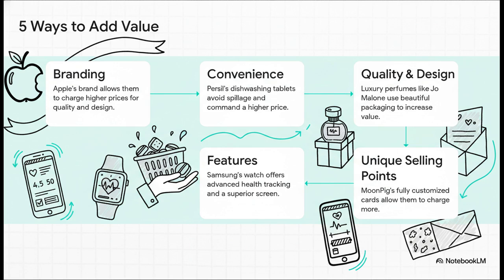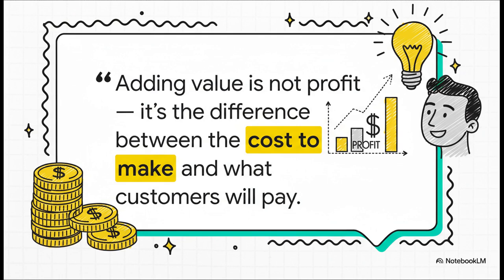Quality and design are huge. Part of the appeal of a Jo Malone perfume is the beautiful, heavy packaging. A unique selling point, or USP, like Moonpig letting you put a custom photo on a card, offers something nobody else does. And finally, you have features, like all the advanced health tracking on a Samsung watch, which makes it way more desirable than a basic watch. And here's the crucial thing to get. Adding value isn't the same as profit. It's all about increasing the perceived worth of something in the customer's mind. It's the gap between what it costs you to make the product and the price a customer is actually happy to pay for it. And that gap, that's where profit is made.